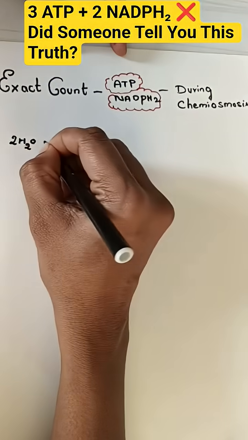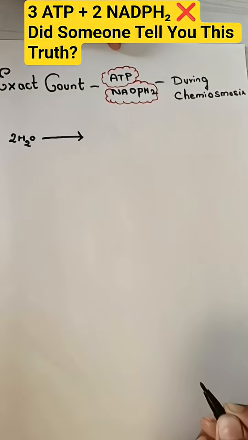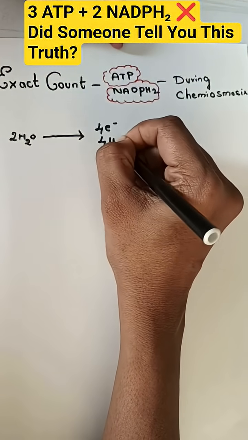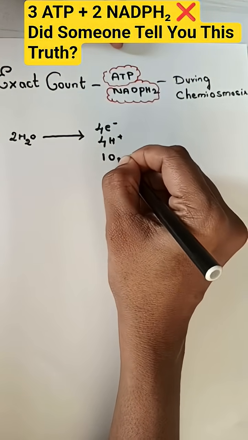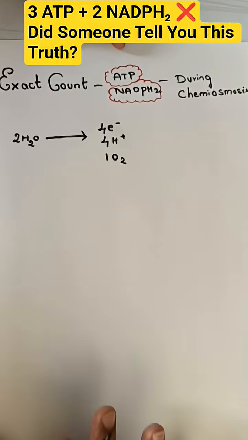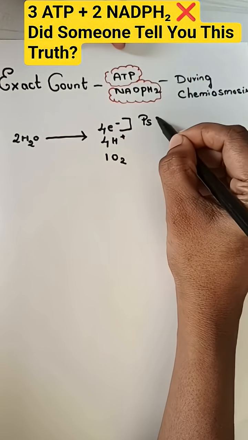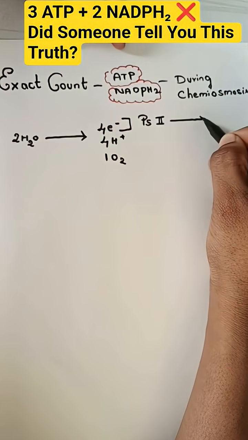So for every two water molecules involved in oxidation, there is a release of 4 electrons, 4 protons, and 1 oxygen molecule. Yes, 1 oxygen is there. Now these 4 electrons need to be transferred from photosystem 2 to photosystem 1.